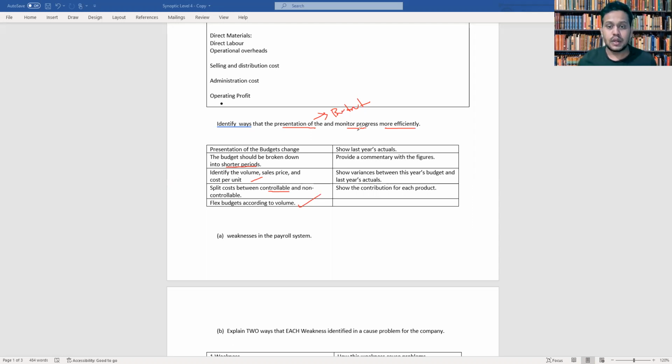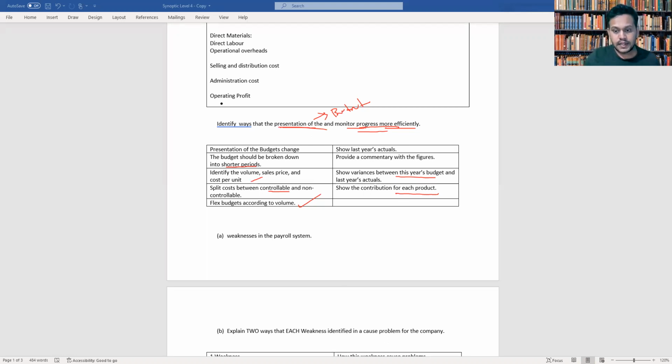Then, how to monitor progress more efficiently, you can say show the last year's figures. So you can compare the budget and the actual, or this year and the actual. You can say show the variance analysis, so you can compare whether I'm doing good or bad based on my plan. And the contribution per unit, you can say how much is the contribution per unit, how much is the profit per unit. For this one you see there is no link. As long as you see the question, you write the answer very quickly. If the answer is in your head, you can write it very quickly.